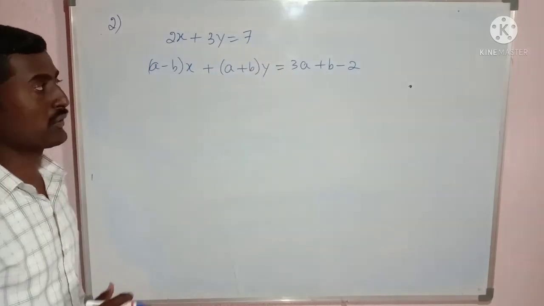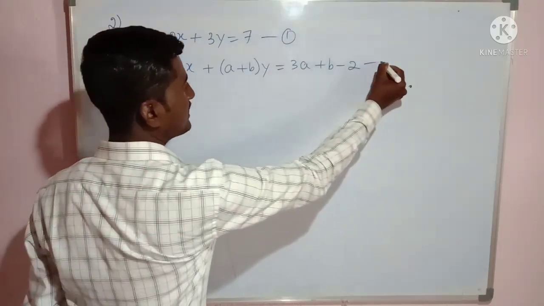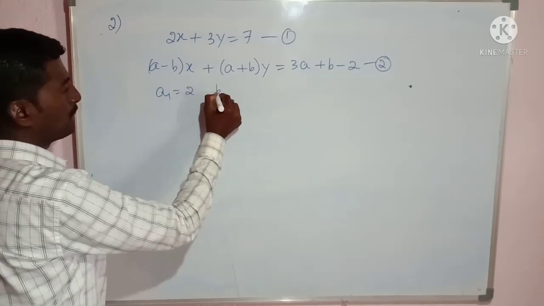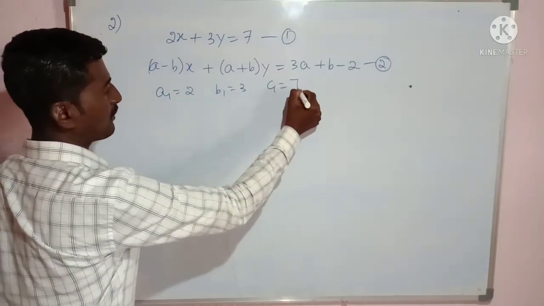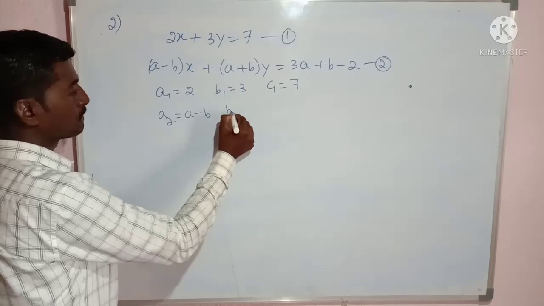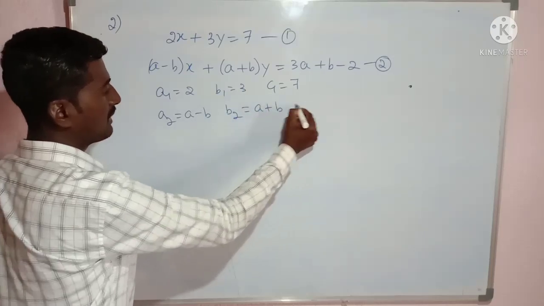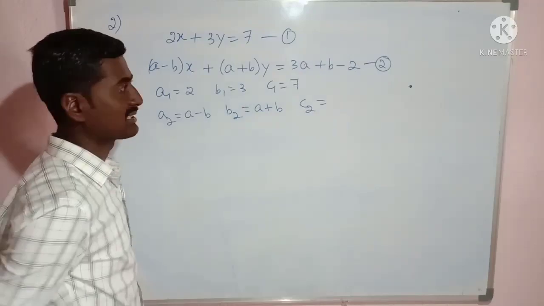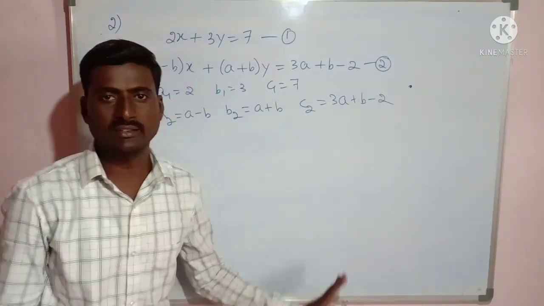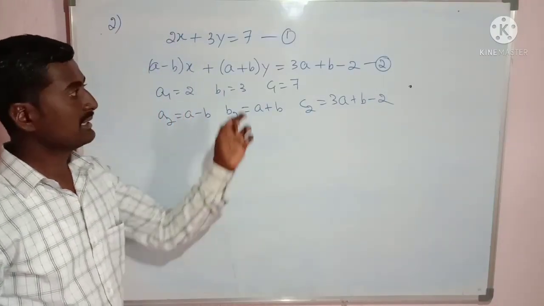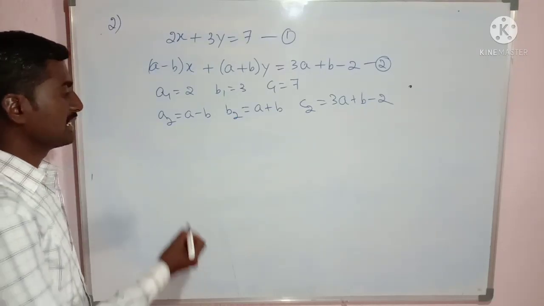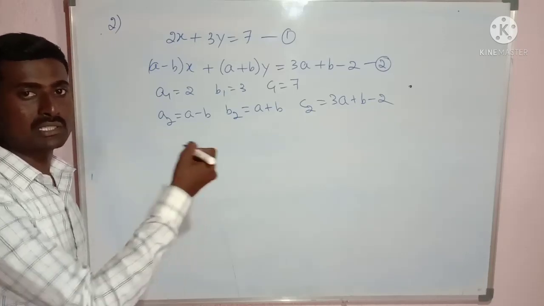Let us write the coefficients. I will take the first as equation number 1 and the second as equation number 2. For the first equation, a1 is 2, b1 is 3, c1 is 7. For the second equation, a2 is a minus b, b2 is a plus b, and c2 is this constant, 3a plus b minus 2. Okay. We have written the coefficients. They said that these two equations have infinitely many solutions. It means a1 by a2 equal to b1 by b2 equal to c1 by c2.